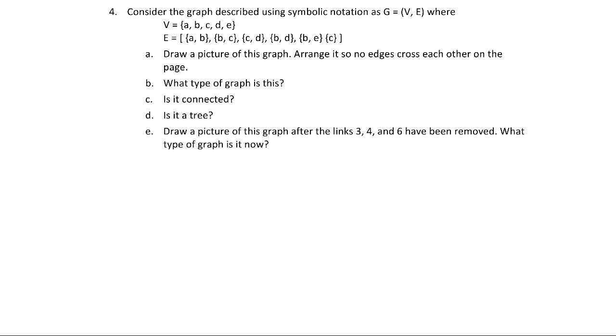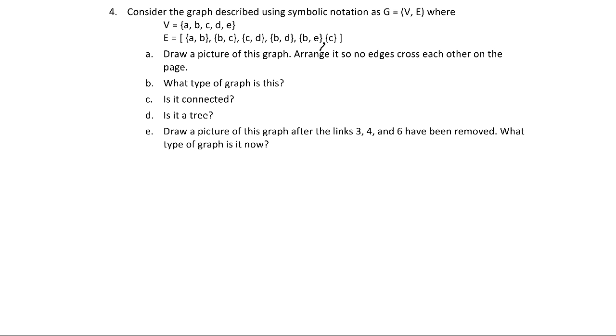Okay, in this video I will do this example problem, and it says consider the graph described using symbolic notation, the graph G made up of the set of vertices and the set of edges. We have 5 vertices and 1, 2, 3, 4, 5, 6 edges, and it looks like we're missing a little comma here.